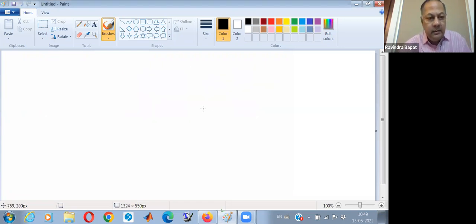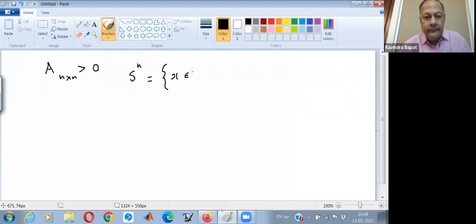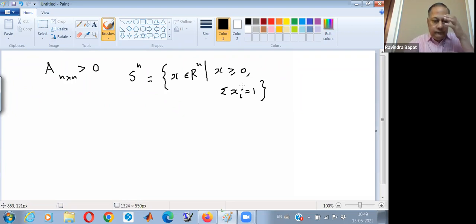But now let me quickly come back to a positive matrix. So A is n by n. Let me use this notation for entry-wise positive. And let us use this set S_n, which is the set of all vectors in R^n that are probability vectors. That means x is entry-wise non-negative and the summation of x_i is equal to 1. And I will define a function f from S_n to itself.